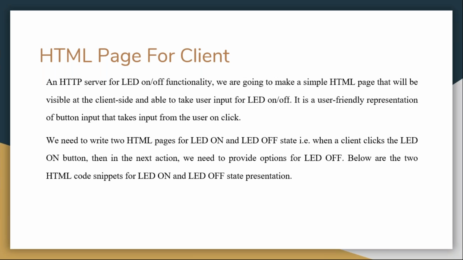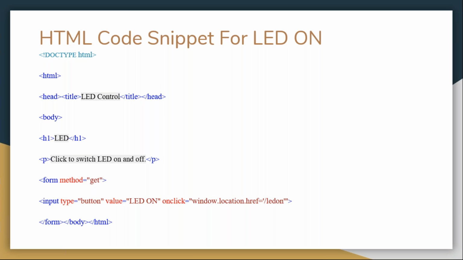We need to write two pieces of HTML code, one for LED on and one for LED off, such that when a client clicks on LED on, the LED should turn on, and the other one is for LED off. In the next slide, I will show you the example HTML code which we have written.